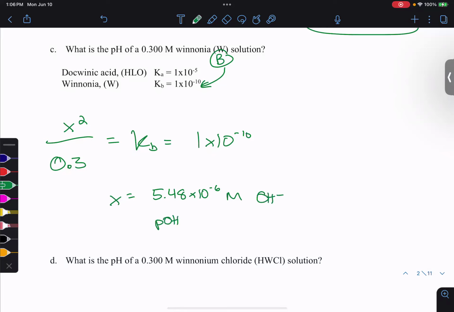So that means pOH is 5.26, and then that means the pH is 8.74. Again, you put a base into solution, it should be basic. I gave you winonia, and if you squint your eyes, it looks like ammonia. That's it, it's ammonia.